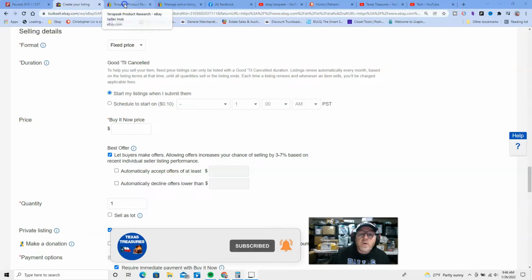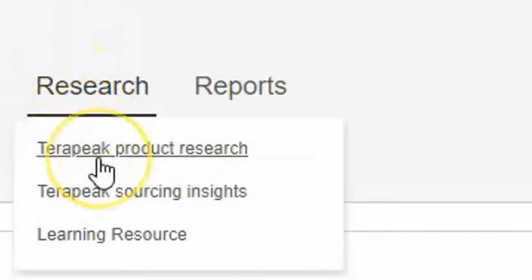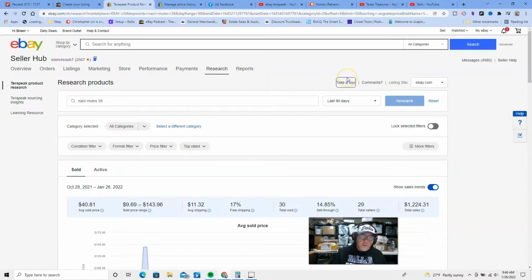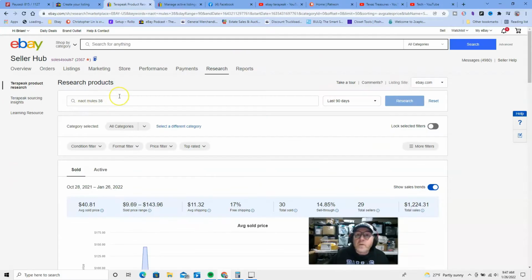What you can do is, under the research tab, you will have Terapeak product research. I think you have to have a store for this. I could be wrong, but if you're a serious reseller, you definitely want the store subscription anyway. I typed in the keywords that are most relevant, Nayot Mules 38, which is the Euro size, because with shoes, if there's a lot of items, I want it to be as specific to the item that I have.